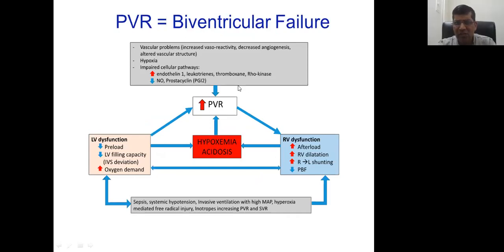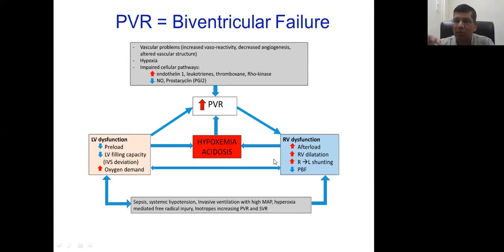So just now I mentioned that there is an increased pulmonary vascular resistance leading to hypoxia and acidosis. These factors ultimately lead to right-sided dysfunction. All these factors of right-sided dysfunction ultimately lead to LV dysfunction, and that is a vicious cycle. And hence I told you that when we talk about high pulmonary vascular resistance, that means high pulmonary pressure, severe hypoxic failure associated with severe acidosis, leading to biventricular failure.